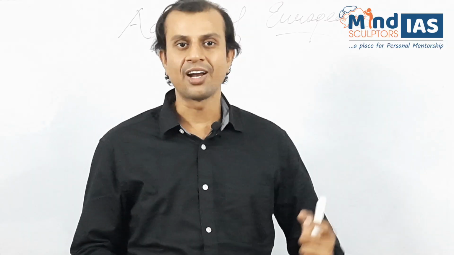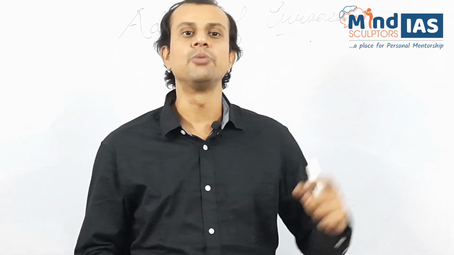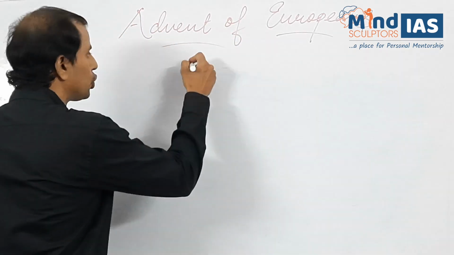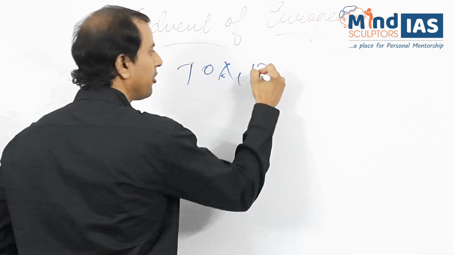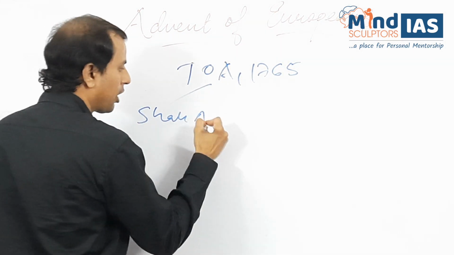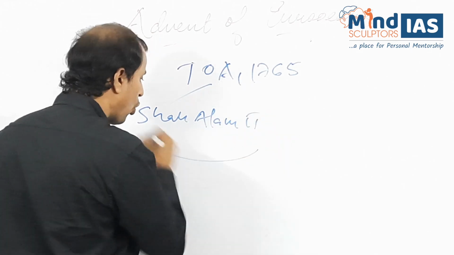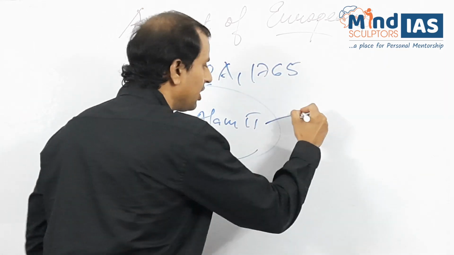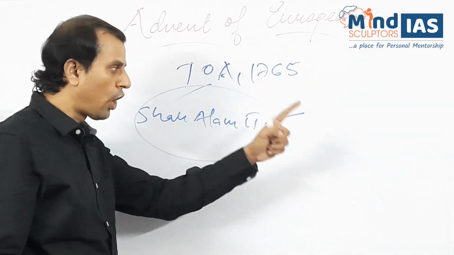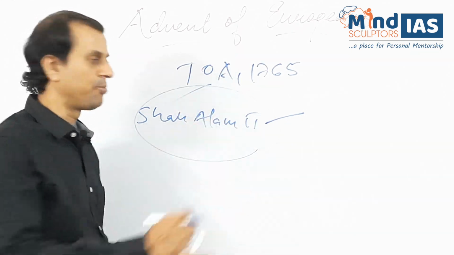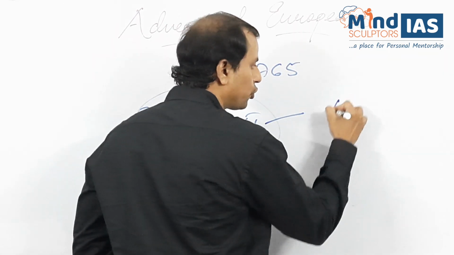Next, Robert Clive signed another treaty with the Mughal Emperor Shah Alam II under the Treaty of Allahabad. What were the provisions of that treaty? Firstly, Shah Alam II will now permanently live at Allahabad under East India Company protection.